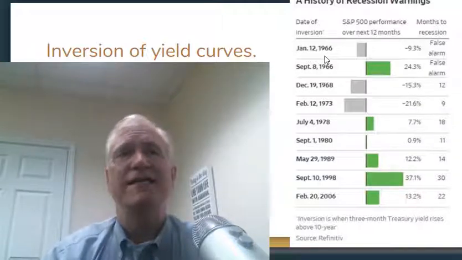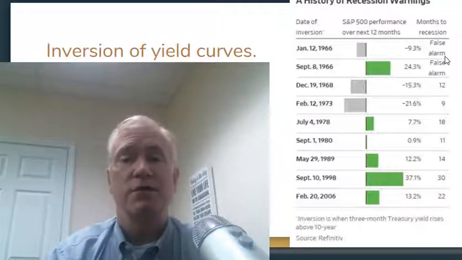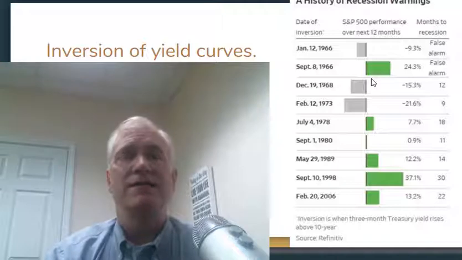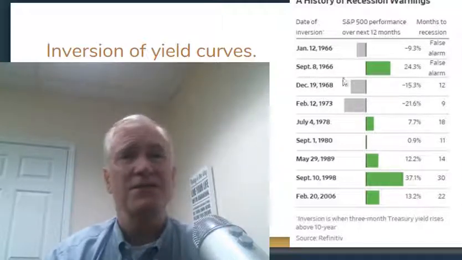January 12th, 1966, the yield curve inverted. Oh my gosh, what happened? Well, the market did go down, S&P 500, 9.3%, but it was a false alarm for a recession. There was no recession. Just a number of months later, about 9 months later, once again the yield curve inverted. Stock market went on a tear, 24.3% increase over the next year. So you might want to have sold here and then I guess bought in September. That's hard to do. Once again, a false alarm for a recession.